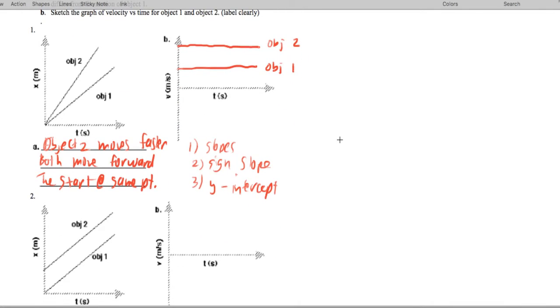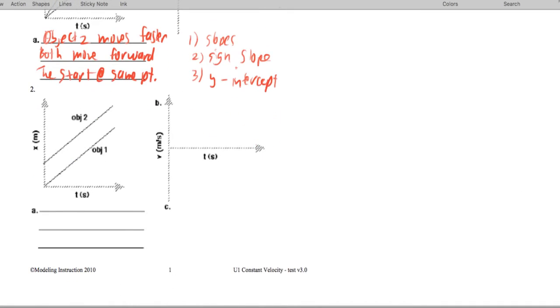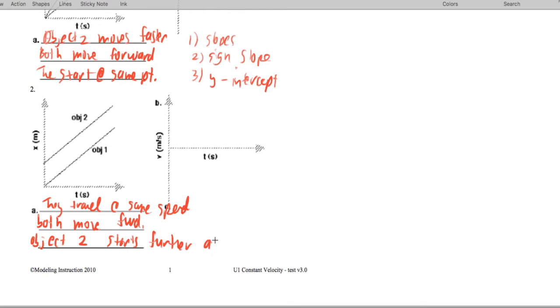Now, for problem number 2, we're going to do a similar comparison. So comparing the slopes. Object 2 and 1, they travel at the same speed. Both move forward. However, object 2, and be careful, starts further ahead.